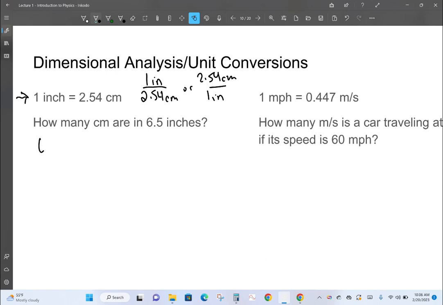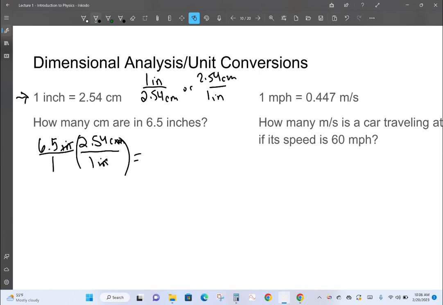I'm going to start with 6.5 inches, and then I'm going to multiply it by the correct ratio that gets rid of inches and gives me centimeters. So since inches is up top here, I need the ratio that has inches on the bottom. One of the most common mistakes is that people get their units lined up right, but they'll switch their numbers. So be careful and make sure that you have a 1 beside inches and a 2.54 beside centimeters. And notice that the inches cancel out.